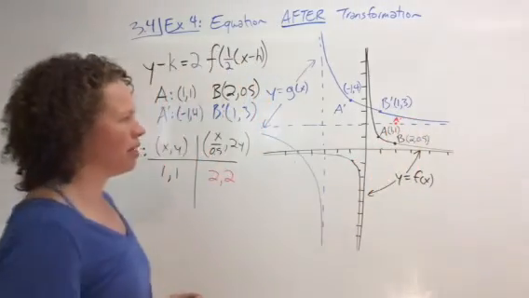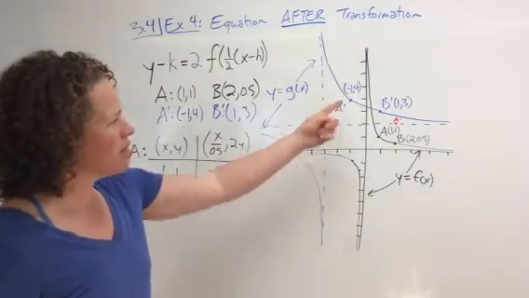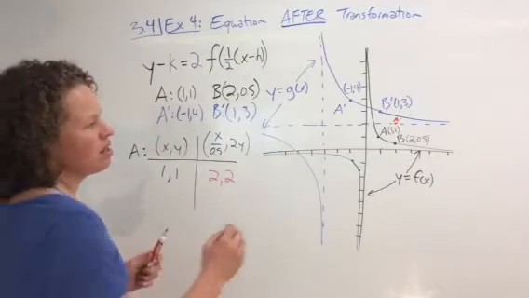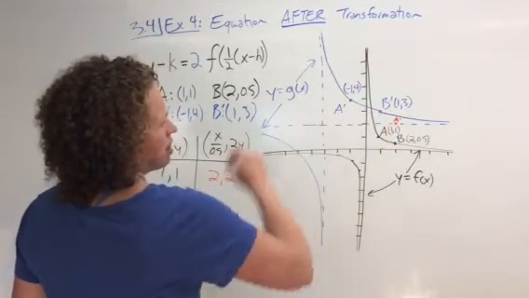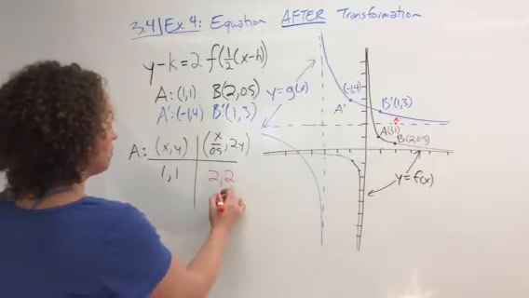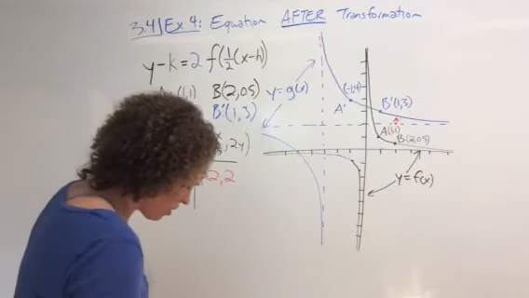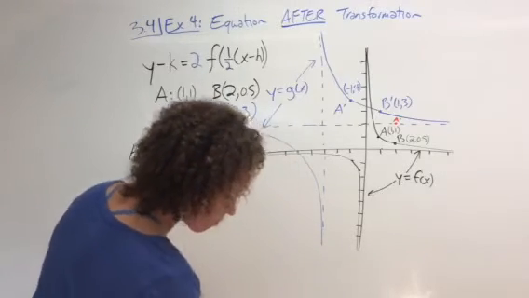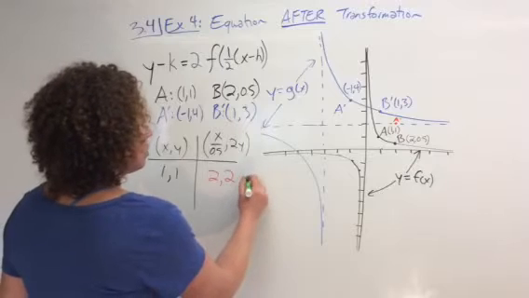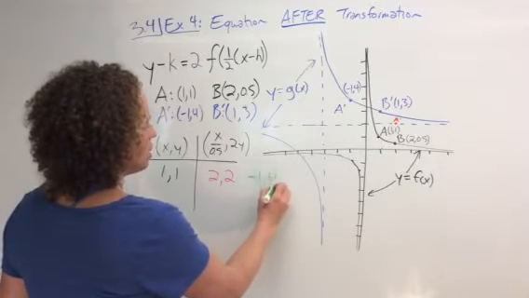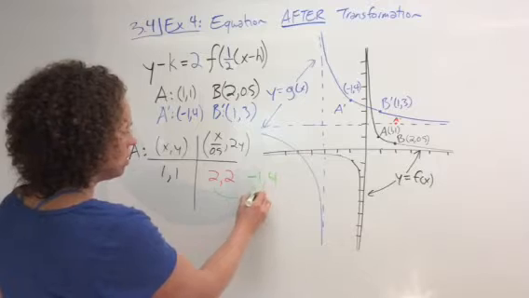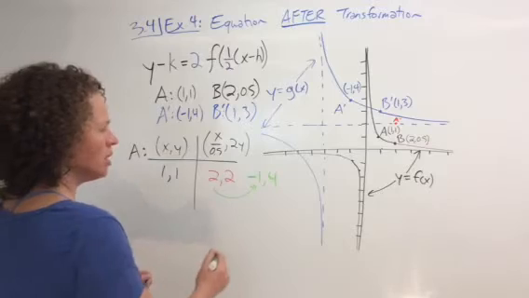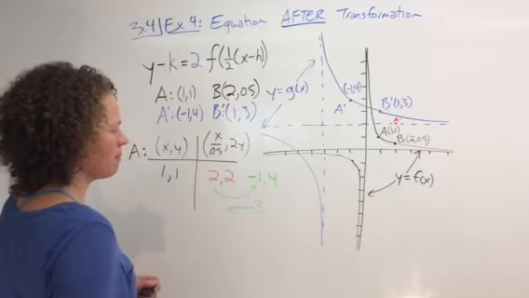That should be where A prime is, but it isn't. A prime is at -1 and 4. So how did this get to there? I'm going to change my marker again. Hope you can see this. It became -1 and 4. So how does 2 get to -1? Well, it went this way, 3.